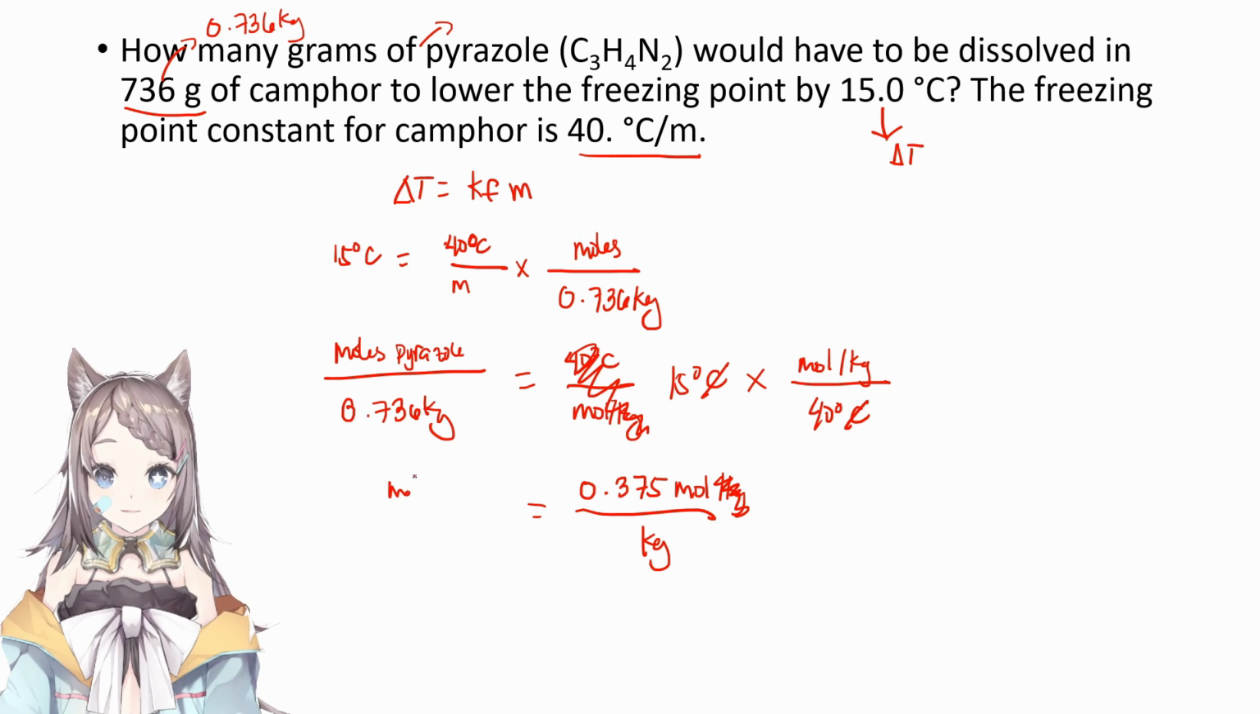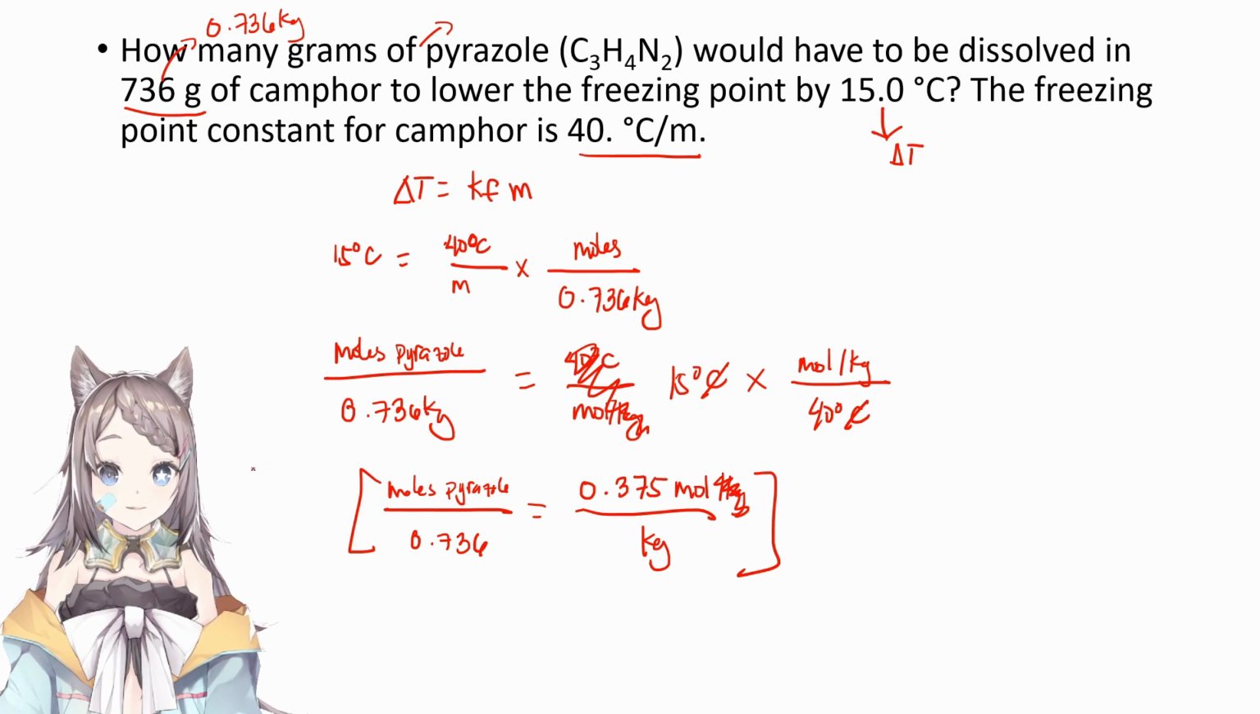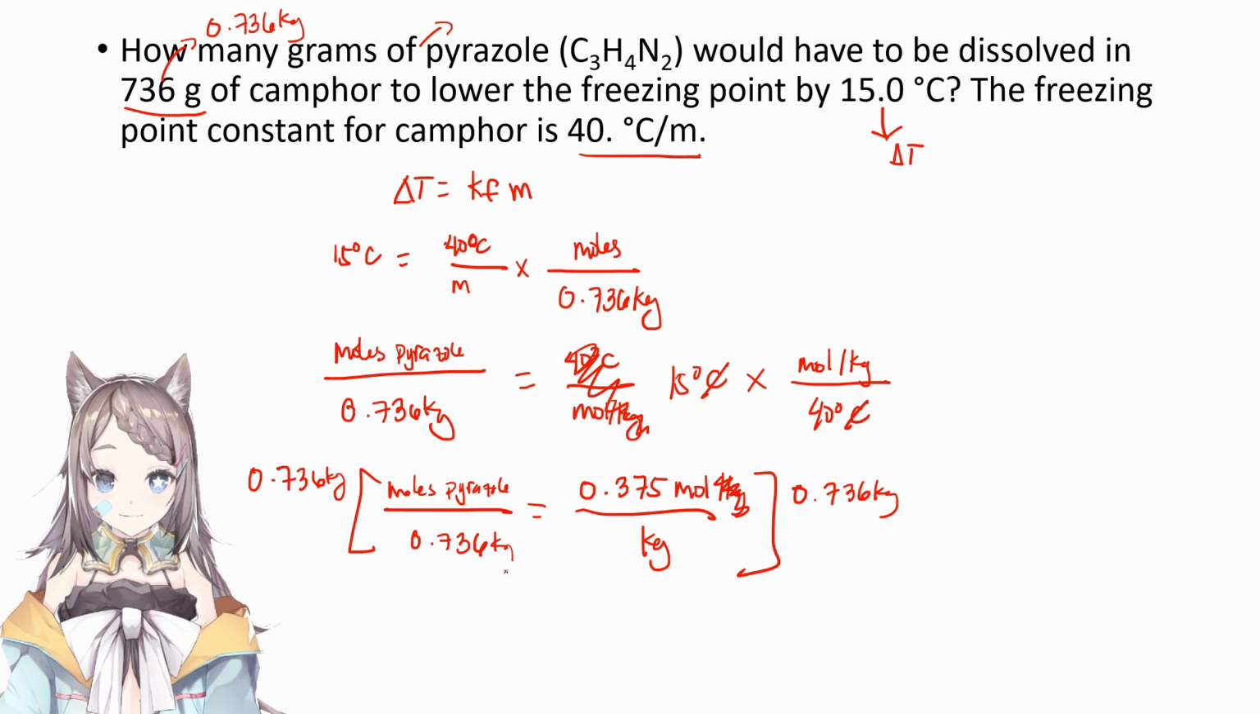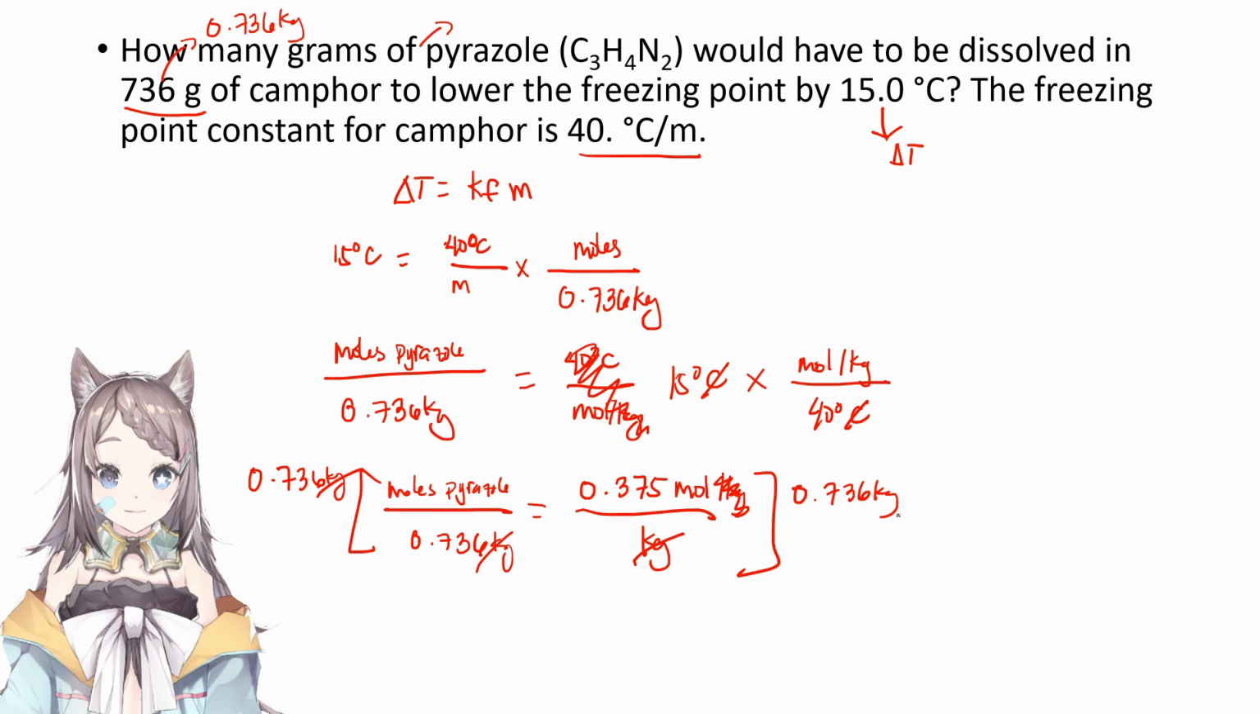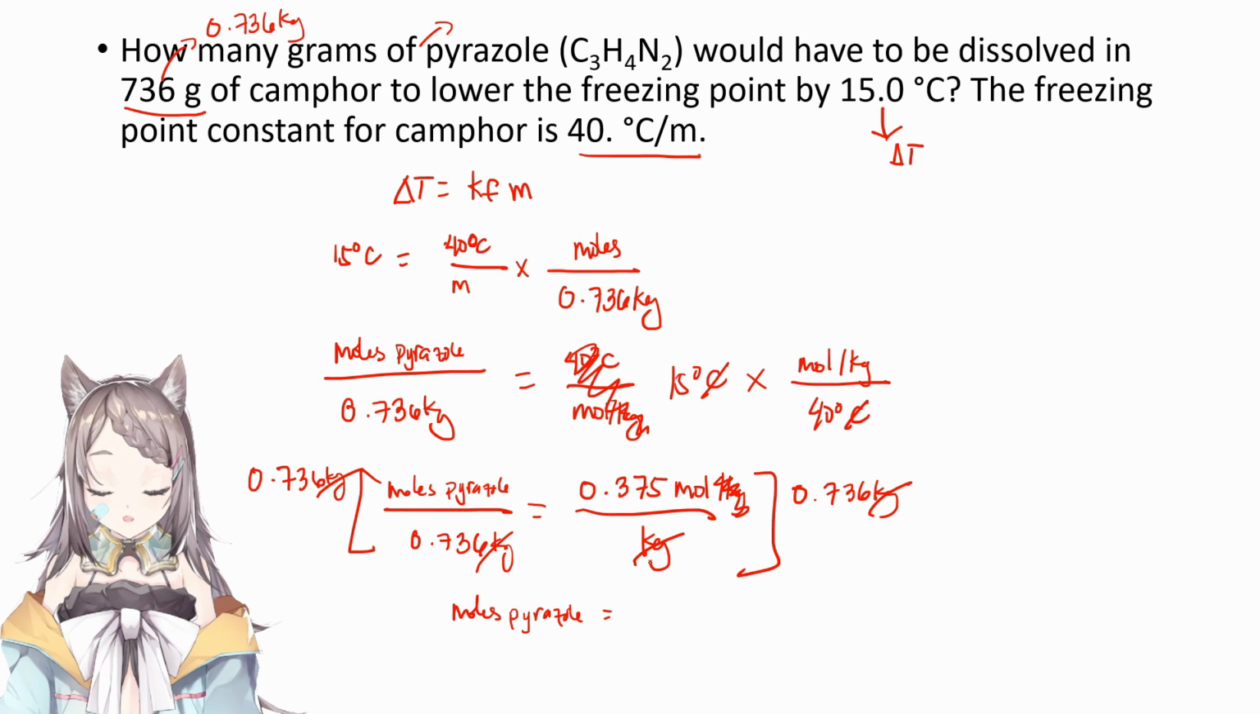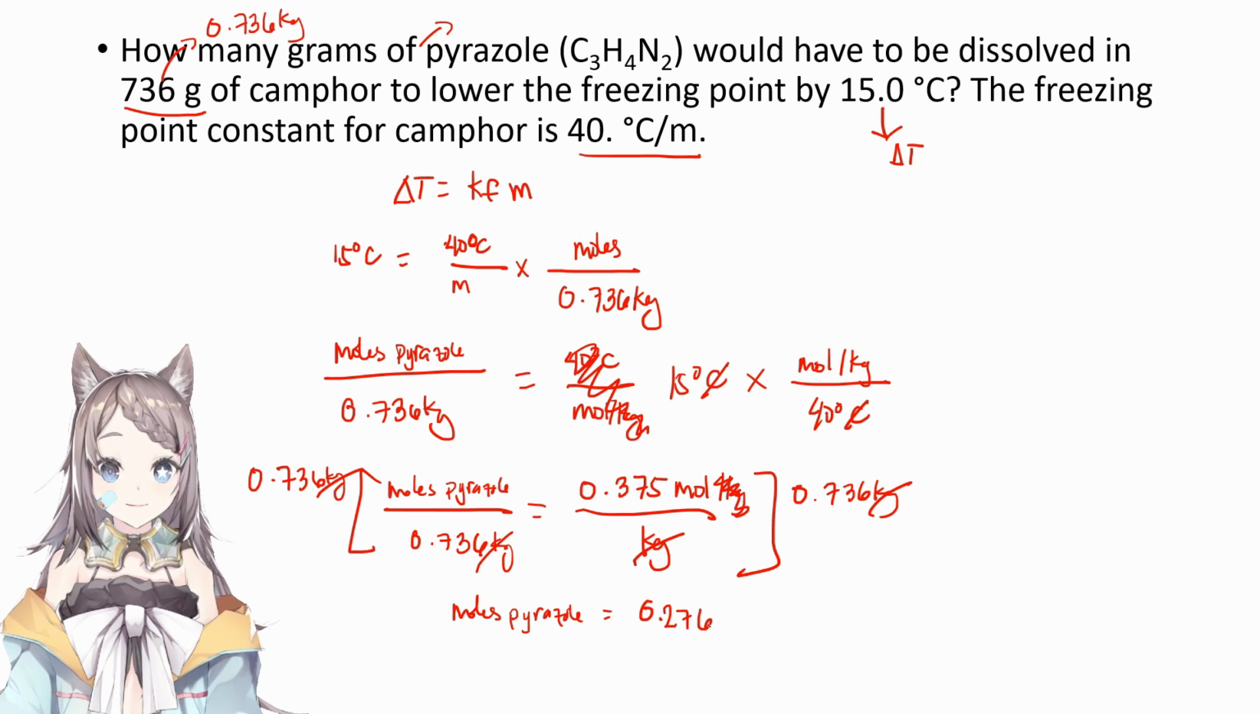Then we have moles pyrazole over 0.736. Let us multiply both sides by 0.736. This is in kilograms. So this would be removed. This would be removed. Now our moles pyrazole should be 0.276 moles. So this is not the final answer.